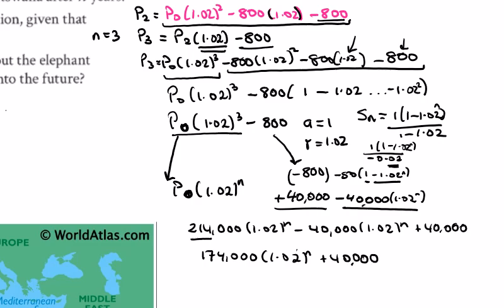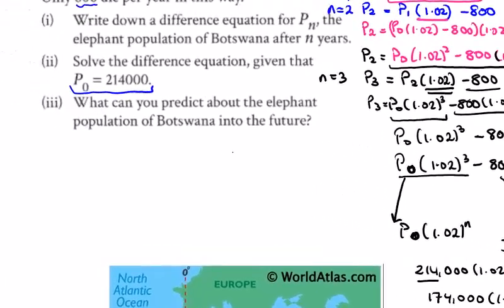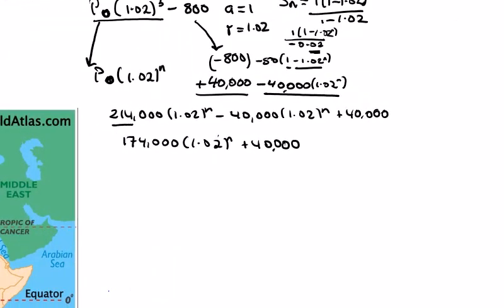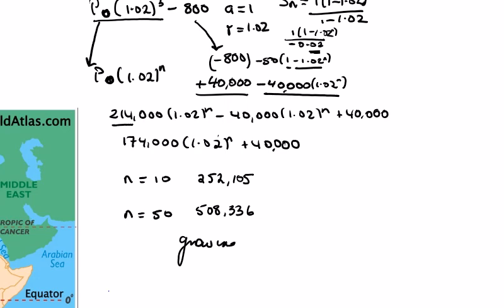This is going to get larger and larger. What can you predict? Well, it's going to keep growing, isn't it? Let's have a look when n is equal to 10 and when n is equal to 50. Let's have a look at this elephant population. I'm getting 252. I'm getting 212 plus 40, 252,105 elephants in 10 years, and in 50 I'm getting 508,336, so it's growing. There's going to have to be some culling going on at some point, or there'll be elephants roaming the world and no humans.